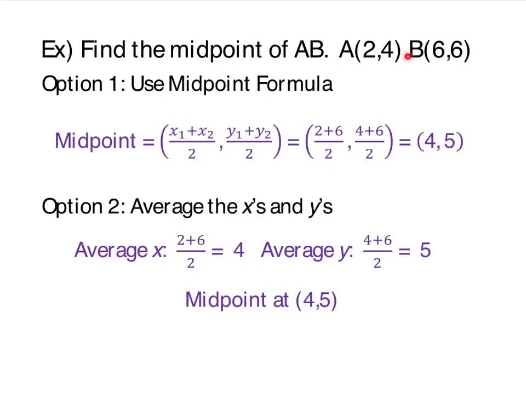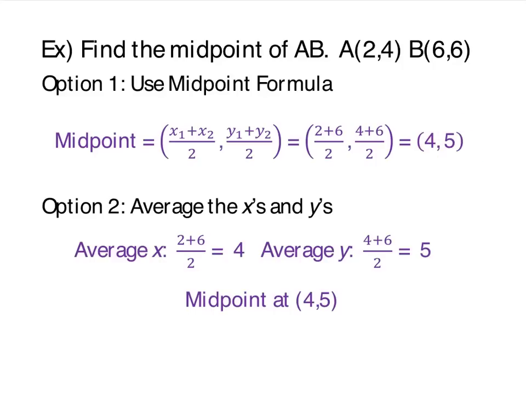So A is my first point, so x1 will be 2 and x2 will be 6. And then y1 will be 4 and y2 will be 6. So when I say 2 plus 6 over 2, I know I'm going to get 4. And then 4 plus 6 over 2, I'm going to get 5.